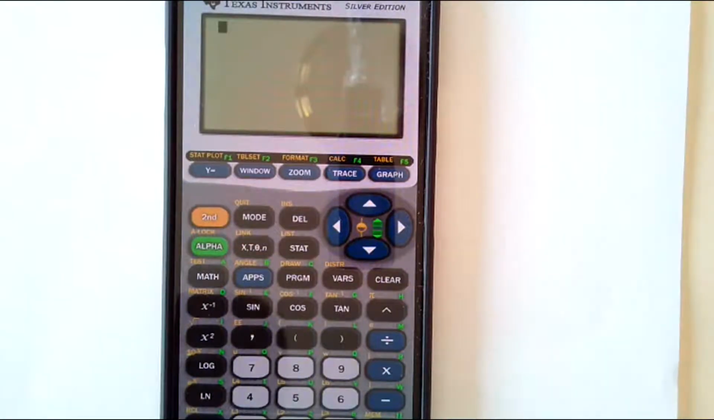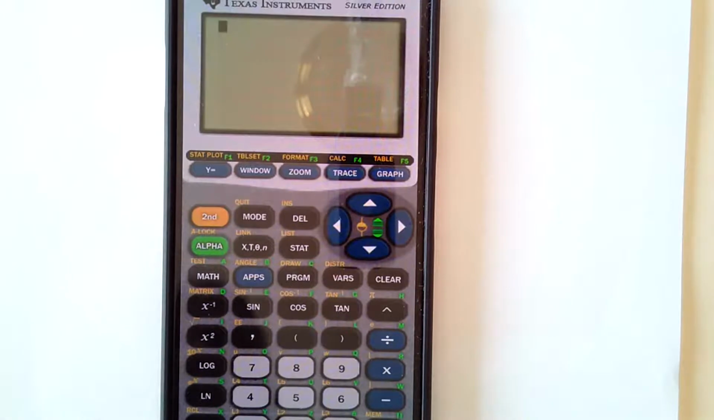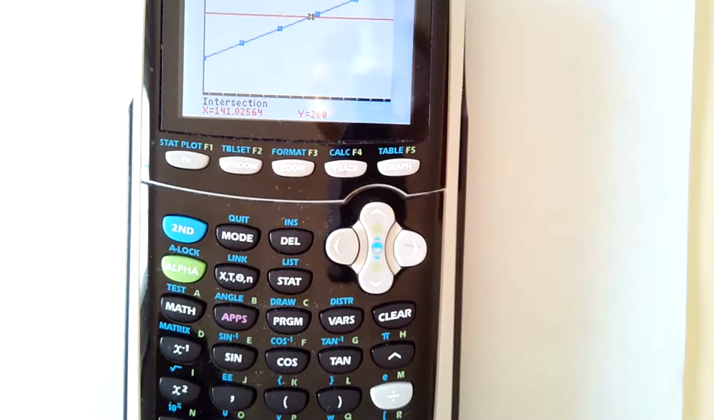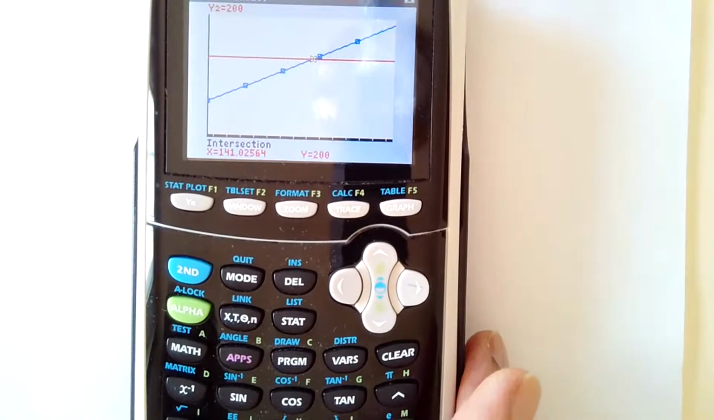a TI-83. Now you could download the TI-84. It's basically the same. The TI-84 has some more features in it, but this is fine. TI-83 is just as good as the TI-84. In my case, I have one that gives me graphs in different colors. Doesn't make any difference.